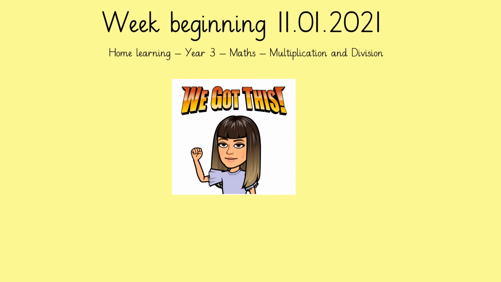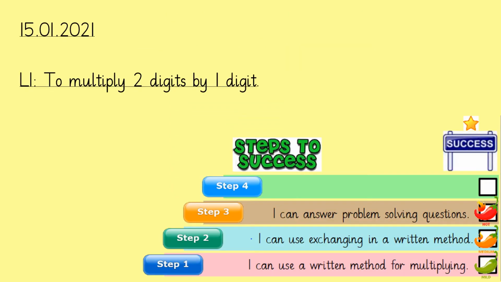We are still doing multiplication and division, and today we are carrying on with timesing a 2-digit number by a 1-digit number. So today is the 15th of January and our LI is the same as yesterday: to multiply 2 digits by 1 digit. And remember that multiply is the same as times. It means the same thing.